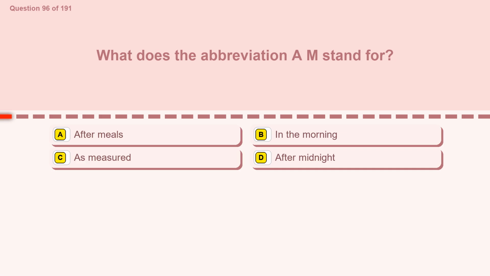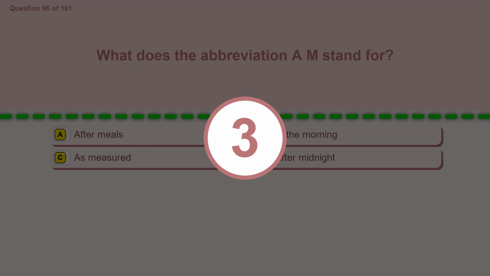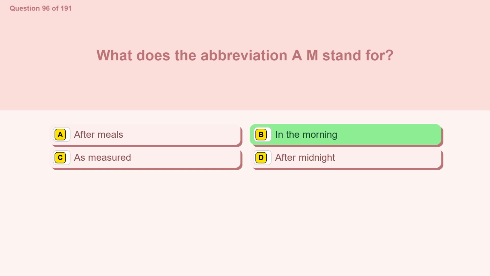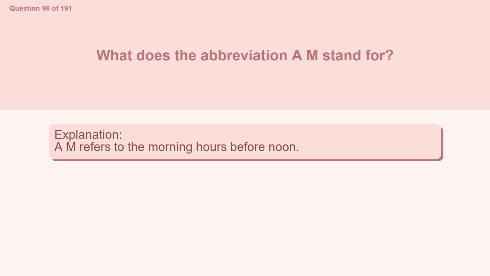Question 96. What does the abbreviation AM stand for? Option A, after meals. Option B, in the morning. Option C, as measured. Option D, after midnight. The correct answer is option B, in the morning. AM refers to the morning hours before noon.